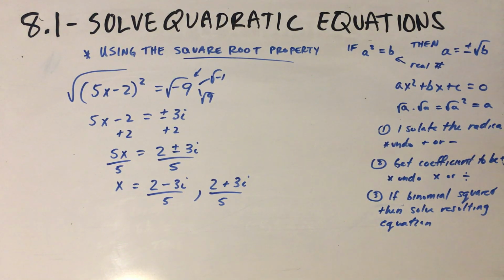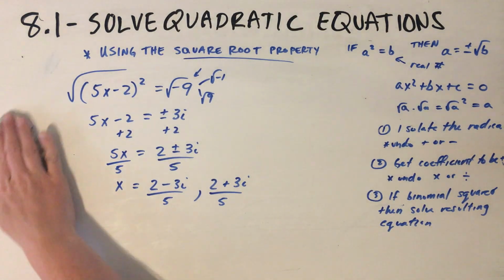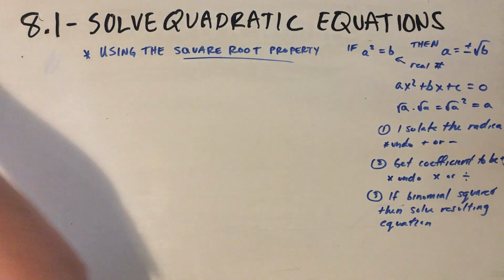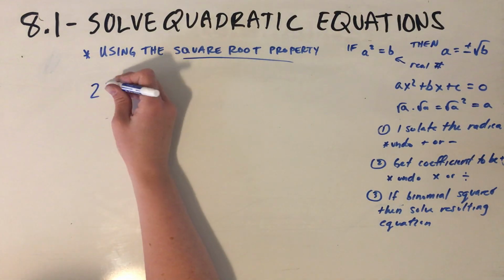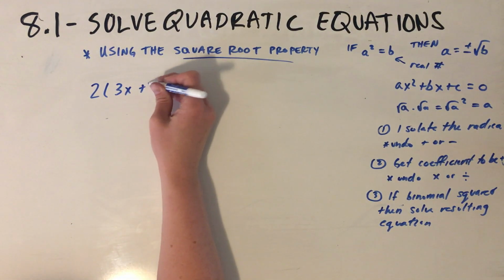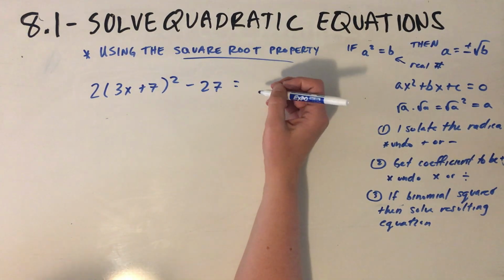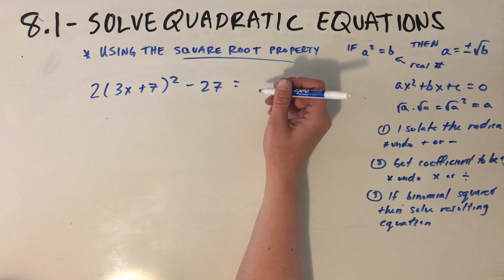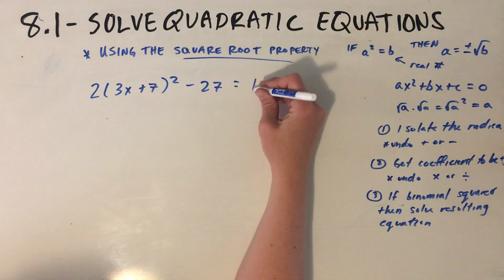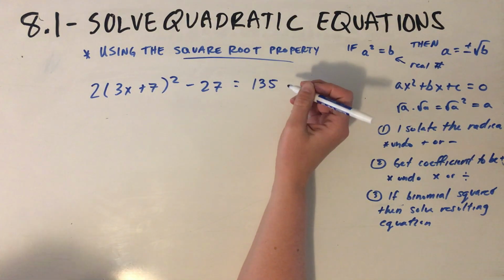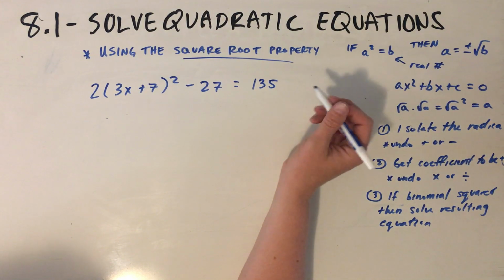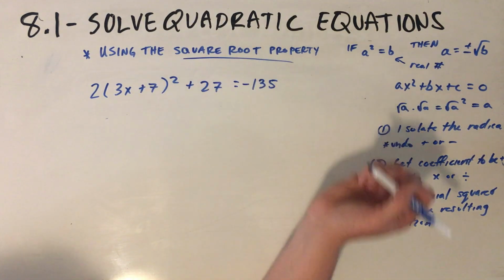Okay, so let's do one more. This will be the hardest one. We'll have to go through every single one of these steps here. So let's say that we have 2 times the quantity 3x plus 7 squared, minus 27, is equal to 135. Let's make this minus and this plus.